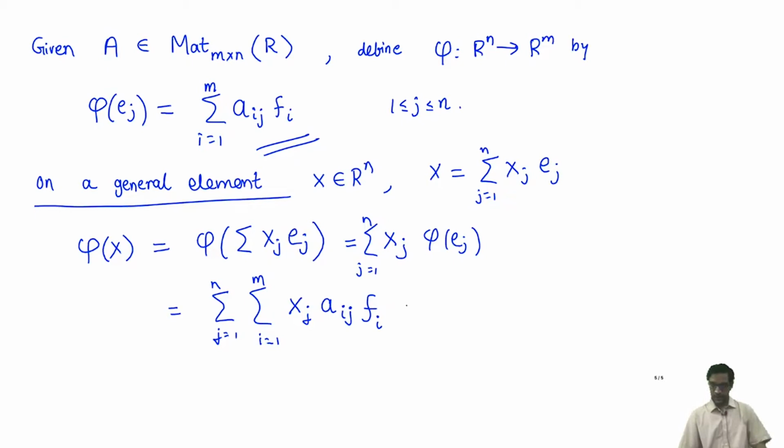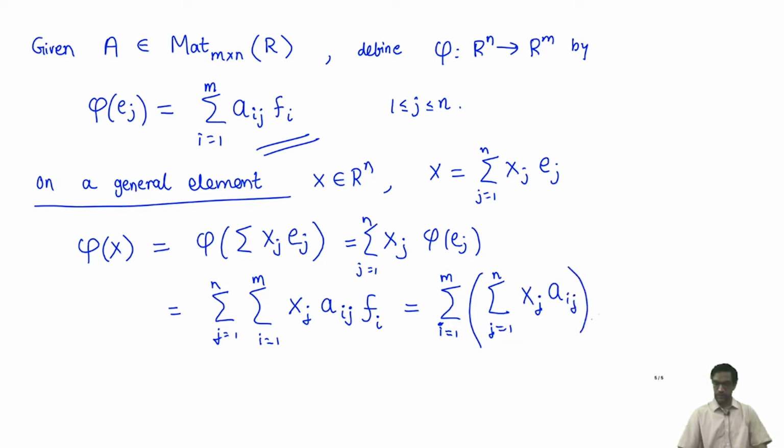Okay, and I can switch the order of summation here. I can think of it as summing first over i, then over j. That's fine. I'm just doing the same sum in a different order. So, this is the summation i goes from 1 to m, summation j goes from 1 to n now, and what I have here is x_j A_ij, times f_i. So this is my final formula.